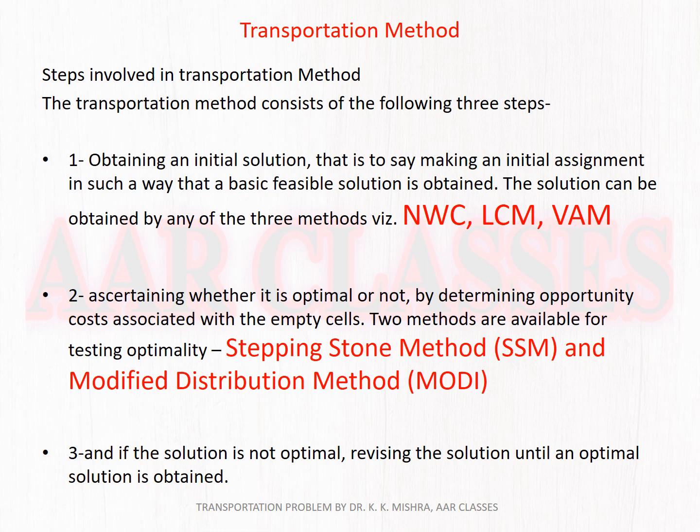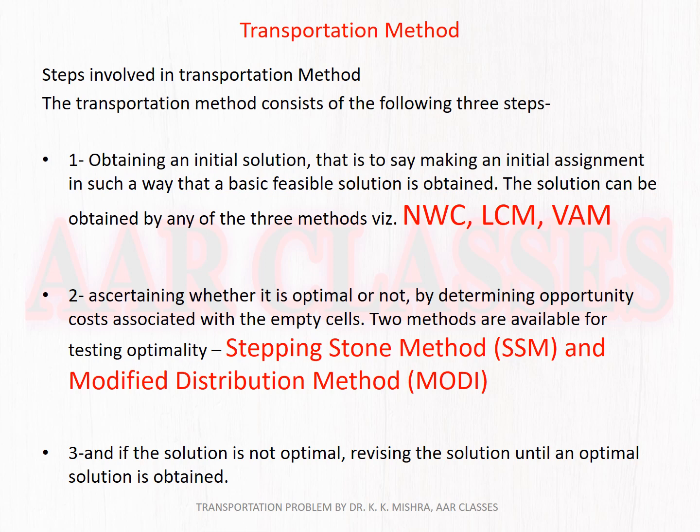Otherwise, we should always go for finding the initial solution with the help of LCM or VAM, that is, the least cost method, which is nearer to the optimum solution, and Vogel's approximation method is very near to the optimum solution, so that it requires fewer iterations, meaning improvements and revisions in the table. It is suggested that one should go for only VAM, that is, Vogel's approximation method.